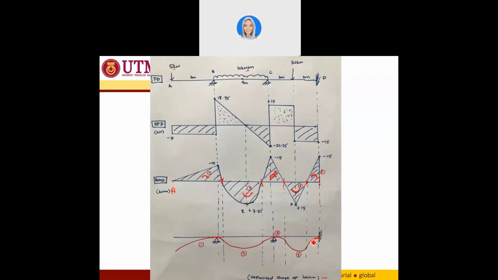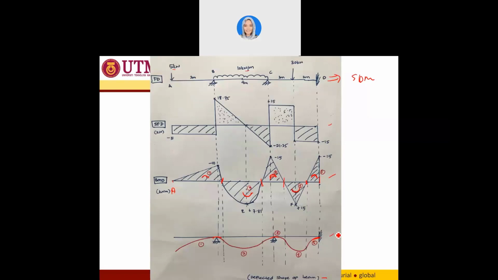Alright, so this is what you have to do from the beginning to the end. You have an indeterminate beam, so you use the slope deflection method to get all the reactions, and then you can draw your shear force diagram, you can draw your bending moment diagram, and you have the deflected shape of your beam.